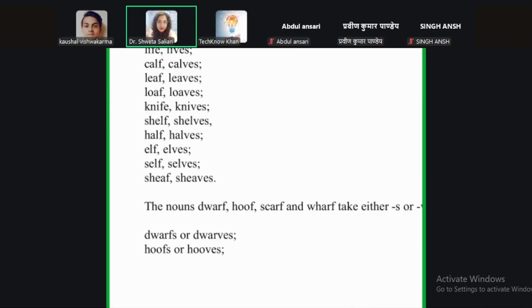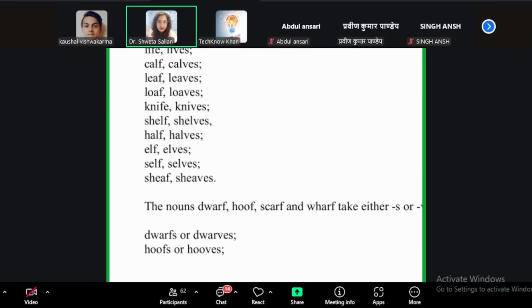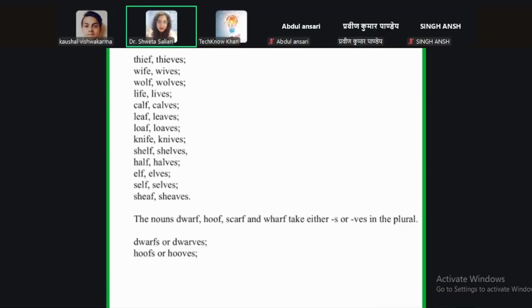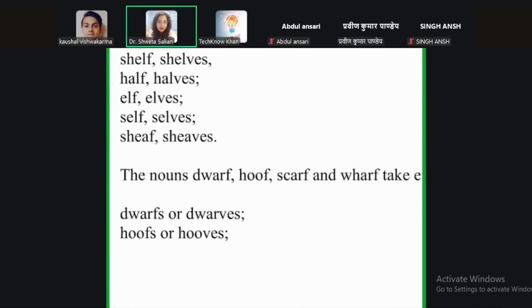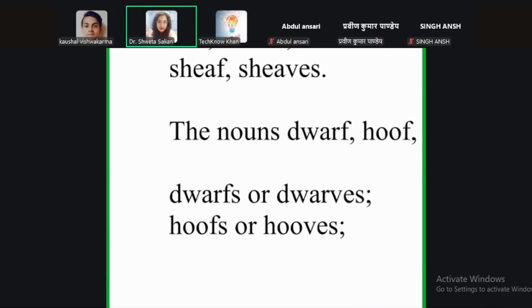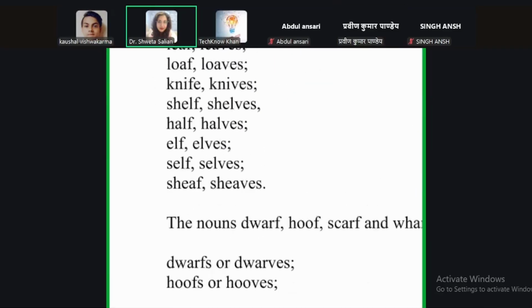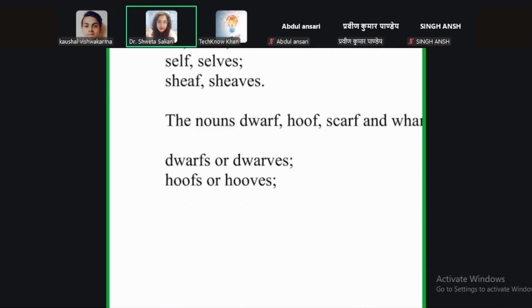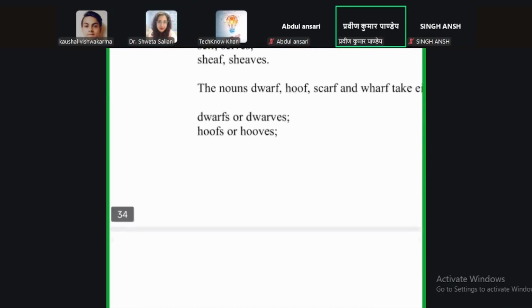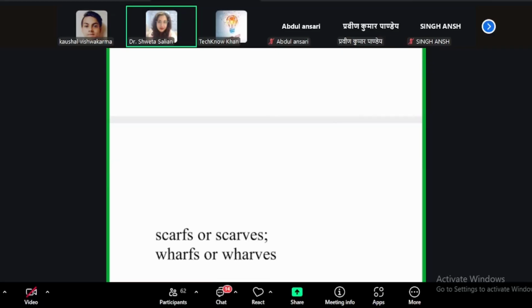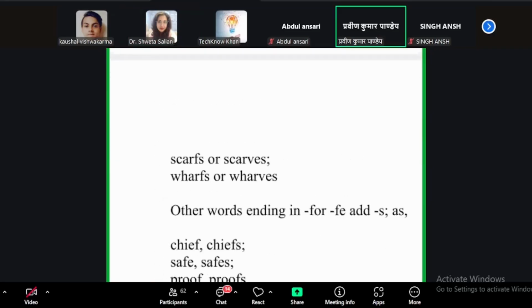I have shared the PDF, so you'll be able to see this. Look at it carefully. The nouns dwarf, hoof, calf, and wolf take either an S or a VES. Dwarfs and dwarves are both used, but we have seen that the S form is used more in dwarfs and hoofs. So these are exceptions to the rule. Dwarfs, hoofs, scarfs are exceptions to the rule.